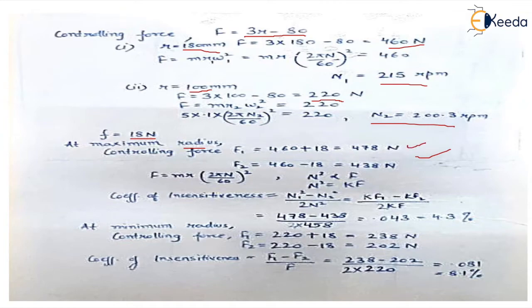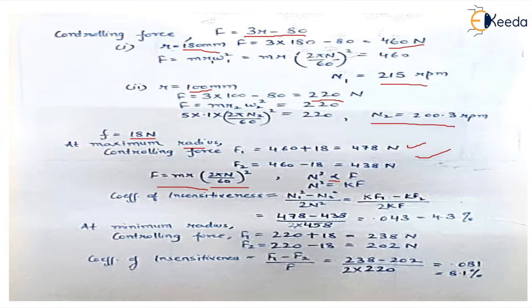Now we know that force is m r omega square and omega is 2 pi n upon 60. So from this relation we can deduce that n square is directly proportional to force. If you remove this proportionality sign, we can put a constant, which is n square is equal to k f. Now the formula for coefficient of insensitiveness is n1 square minus n2 square upon 2n square, where n is the average of n1 and n2.